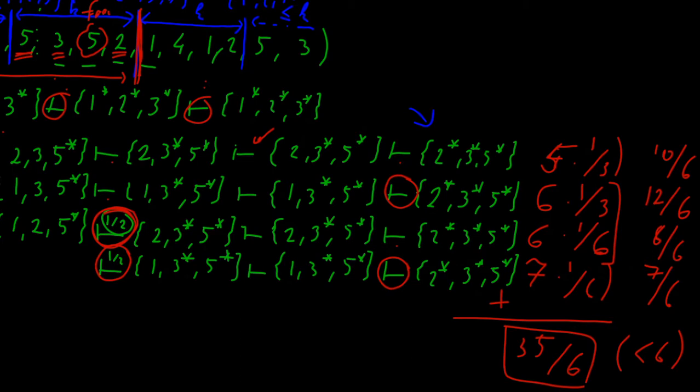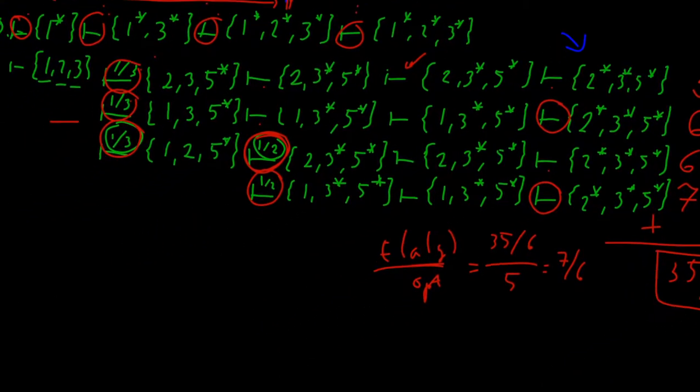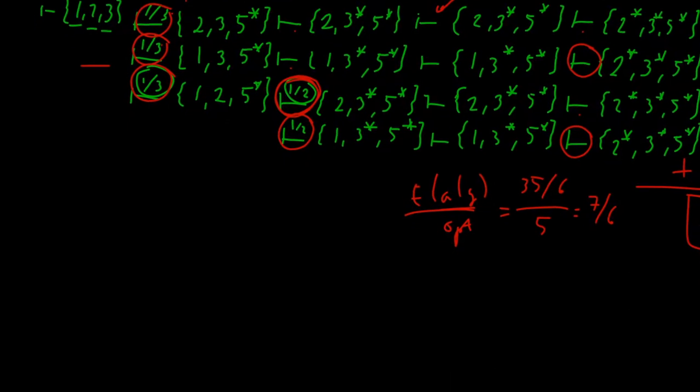So the expected cost of the algorithm divided by the optimum cost for this particular input is 35/6 divided by 5, which is 7/6 in this case. Now this is the ratio which we want to compute in the general case for arbitrarily long sequences. And for that, we will first analyze the optimum for a fixed sigma.